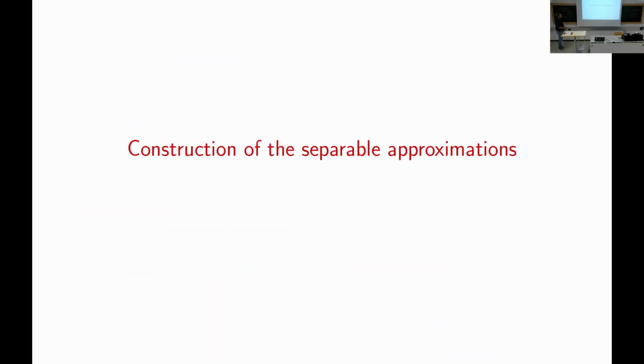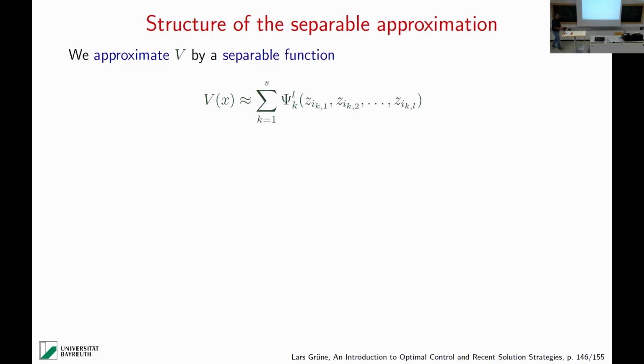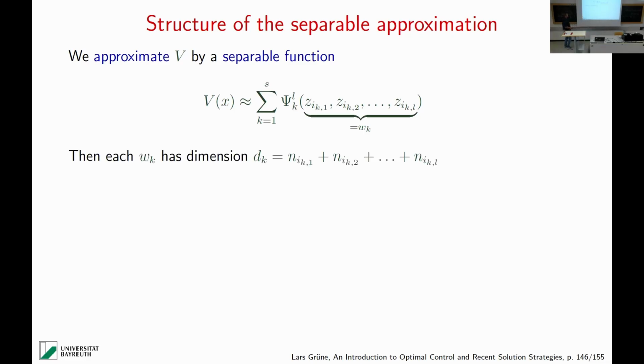And by this, what we can do is construct separable approximations. So the idea is that we would like to approximate the optimal value function by a function that is a sum of low-dimensional functions. We now call them psi_k^L. k is just the running index, so it's the functions psi_1 up to psi_s. And L says how many states of neighboring systems we look at inside. This would be the w_k that we had before, the vector on which the low-dimensional functions appear.